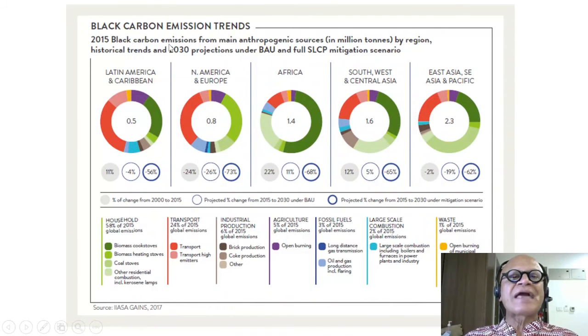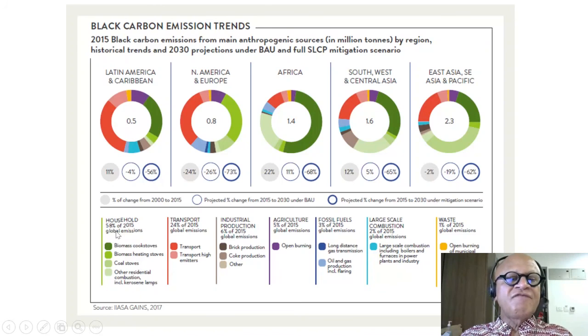Okay, so just to look at some black carbon emission trends, this is the 2015 black carbon emissions from main anthropogenic sources in million tons by region, historical trends and projections out to 2030 under business as usual and full-scale SLCP mitigation scenarios. Lots of information there, but different regions: Latin America and Caribbean, North America and Europe, Africa, Southwest and Central Asia, East Asia, Southeast Asia, and Pacific. So you can see that the good news is that there is some positive news on biomass cook stoves and biomass heating stoves and so on. So those are the negative numbers there where emissions are being reduced, and the 2030 projections.